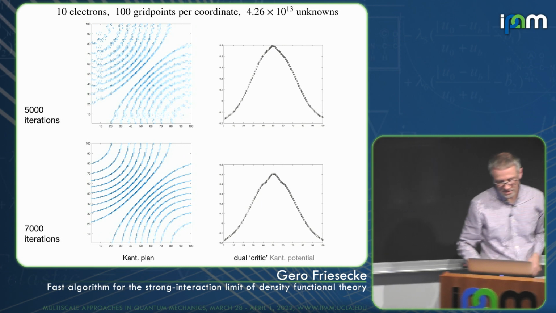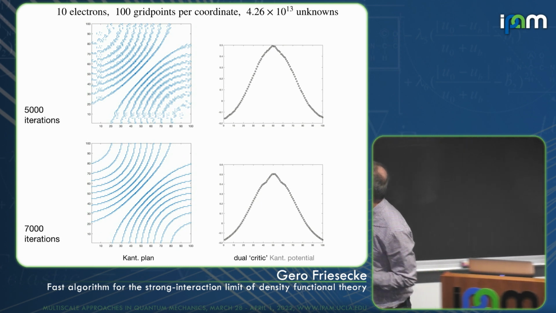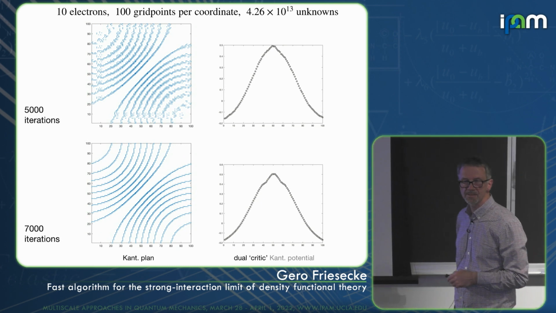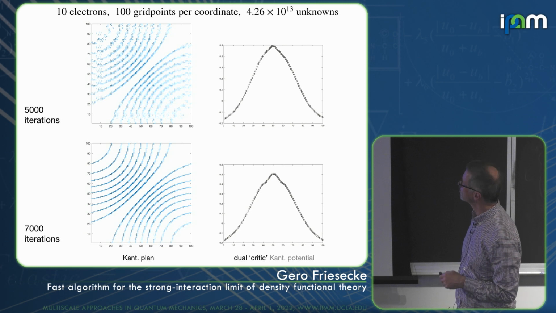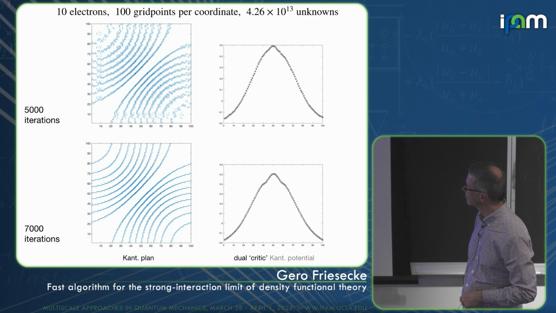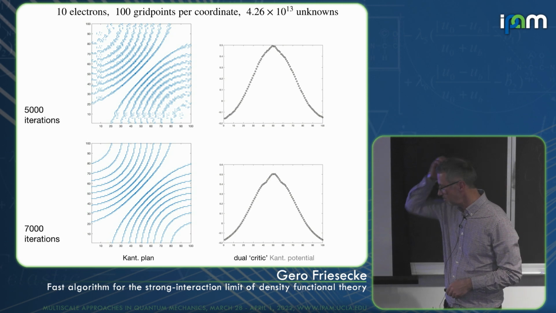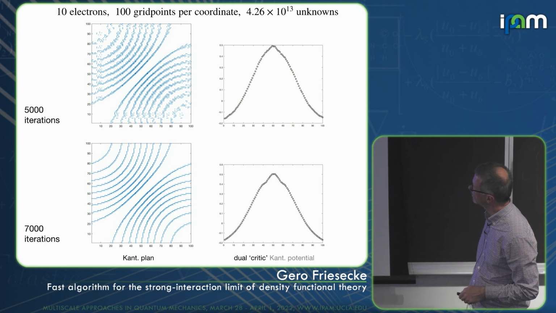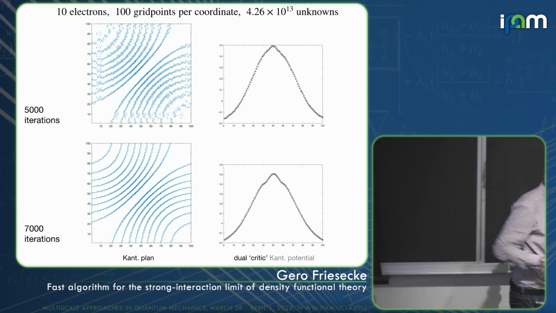And so here we go. After 5,000 iterations, you already see a pattern similar to the Seidel maps and a nice potential. And after 7,000 iterations, you got the exact solution. So in this case, in 1D, you have the exact solution. It's the Seidel maps, and that's the Kantorovich potential. So we got it to machine precision.